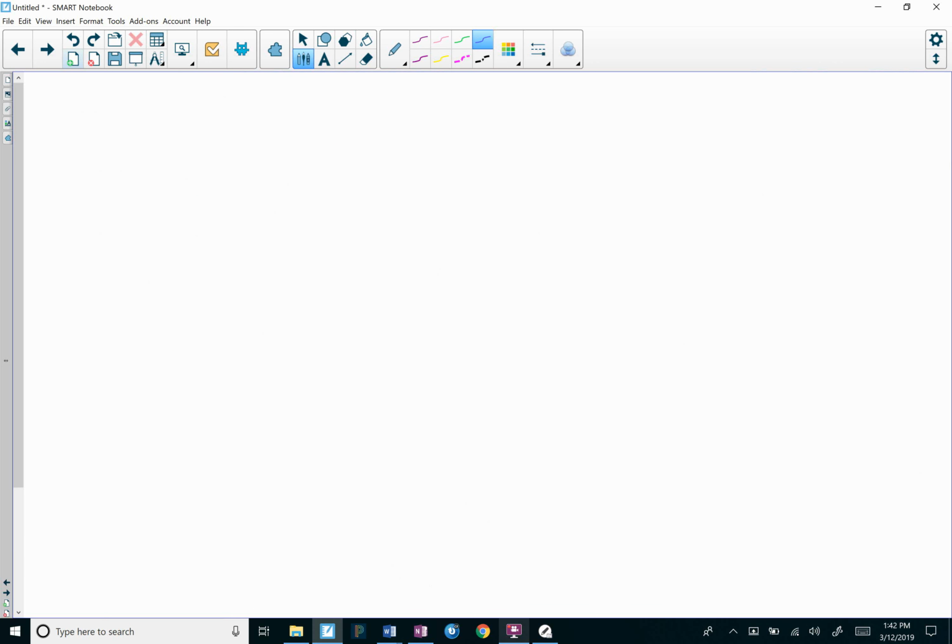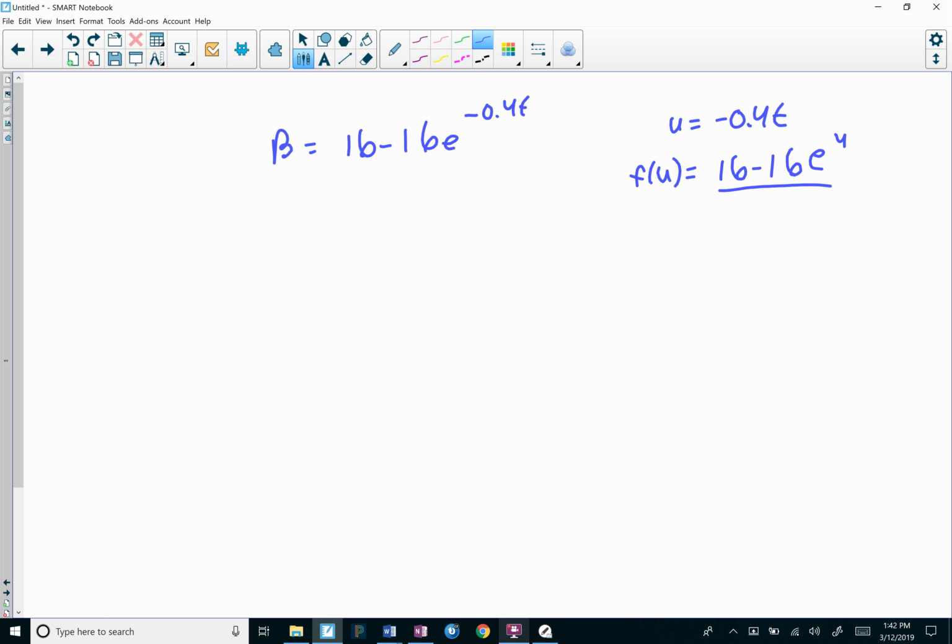Okay, part D. So now you have the amount given by a function. Use this model to find the rate at which the coffee changes at 5. Well, that should be easy. I just need a derivative. So good old chain rule there. Let me go ahead and show my chain rule. B is 16 minus 16 e to the negative 0.4 t. So U is negative 0.4 t. F of U is 16 minus 16 e to the U. So this derivative will just give me negative 16 e to the U times negative 0.4.